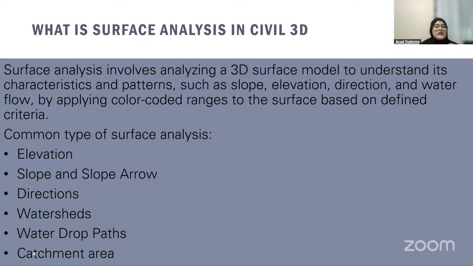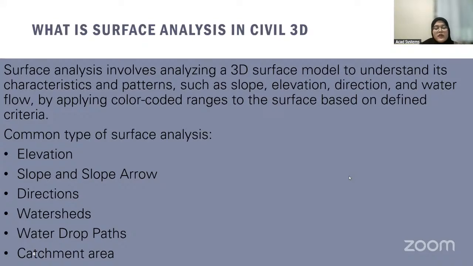So there are common types of surface analysis, which are: the first one is elevation, slope and slope arrow, direction, watershed, water drop path, and also the catchment area. So these are the types of surface analysis that you can do in Civil 3D.